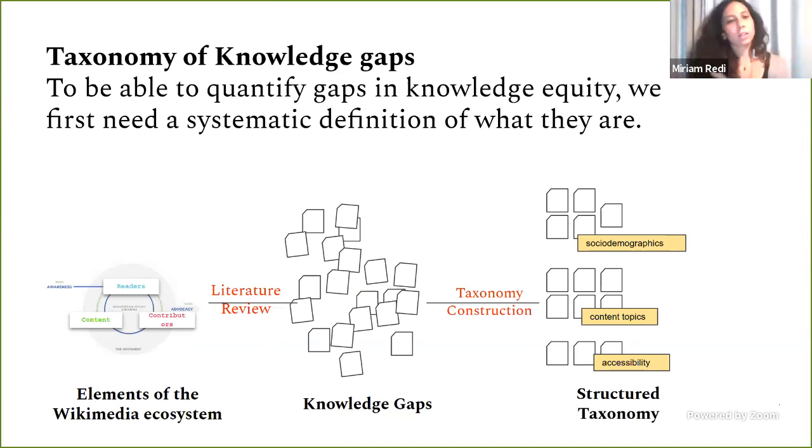Essentially, how we find those knowledge gaps is that for each of the root dimensions, readers, content, and contributors, we do a huge literature review, and we find elements with evidence of knowledge inequality, which we identify as knowledge gaps, and then we classify them into a structured taxonomy.